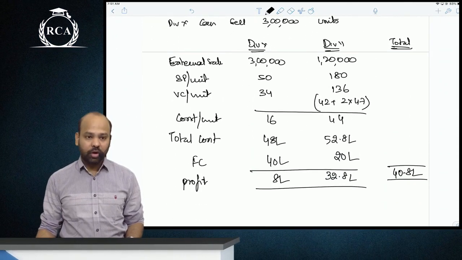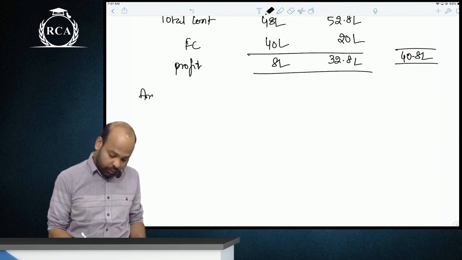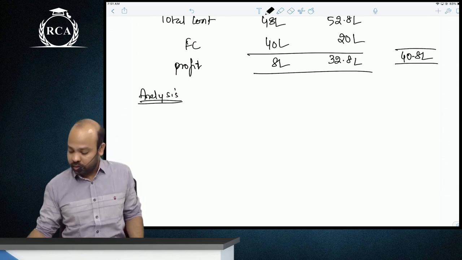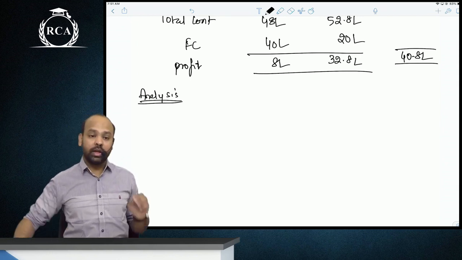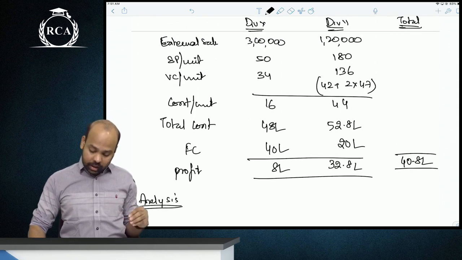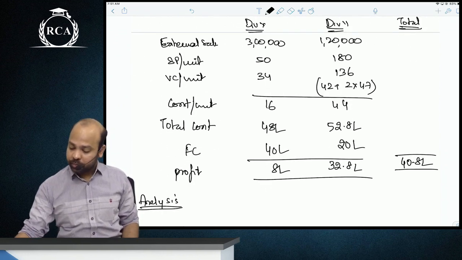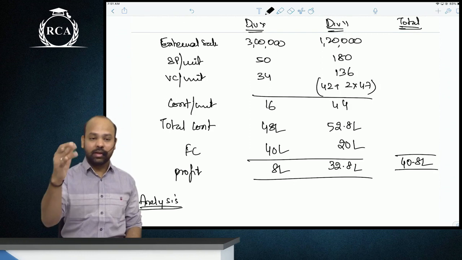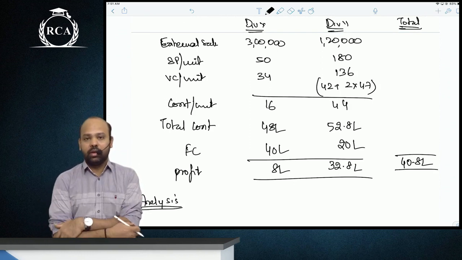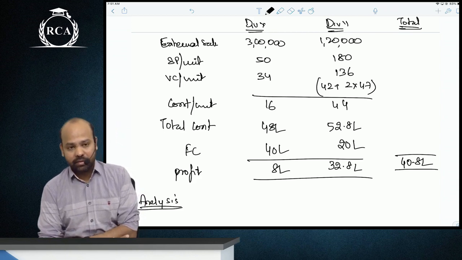The total amount of profit here is 40.8 lakhs. Now, guys, how will you analyze this information? What, according to you, should be the analysis? You can pause the video, present your own analysis, and try to explain why the profits are decreasing from 75.2 lakhs to 40.8 lakhs. That is a decline of 34.4 lakhs. It can be easily explained.